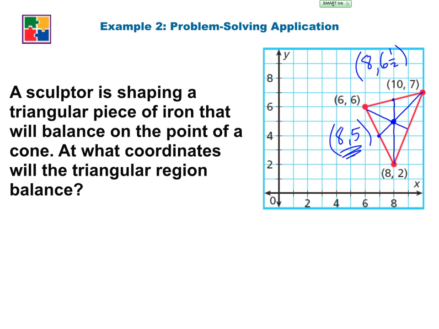I found a real interesting thing about this. If you average all the x's and all the y's, it gives you the centroid. 6 plus 10 plus 8, 24 divided by 3 is 8. 6 plus 7 plus 2, 15 divided by 3, 5. So I thought that was kind of interesting, that you can average all 3 x's and all 3 y's to find the centroid. But that's only the centroid. That doesn't work on some of the other ones that they'll ask you to find.